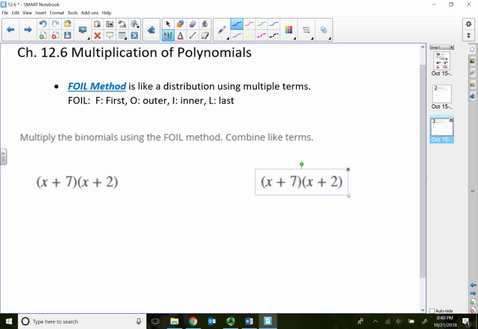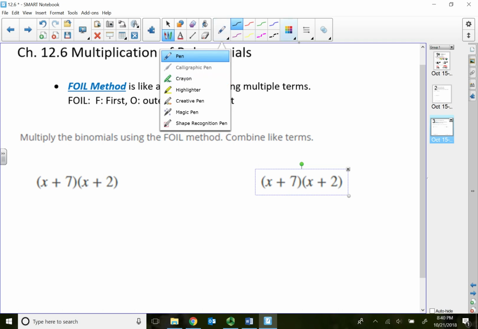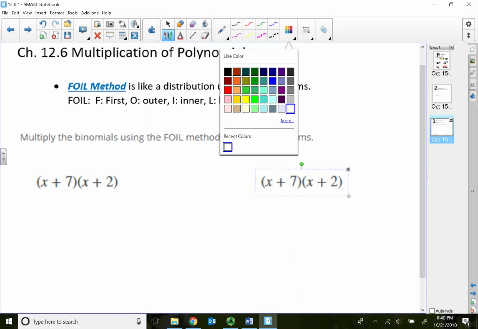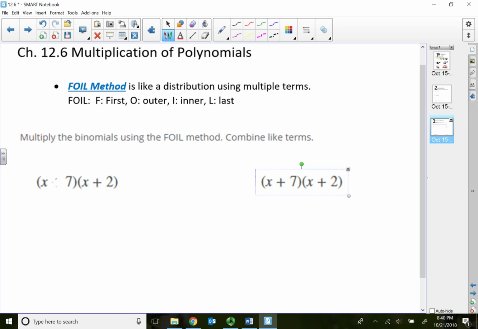Exactly what a FOIL method is, it's basically like a distribution. Imagine from the previous video that the plus 7 is not there. I did mention that if there's only one term, I don't really need a parenthesis. So if you see x times (x plus 2), based on the previous lecture video where we take one term times multiple terms, you take the x and begin to do a distribution. So let me write it down. Basically this is x times (x plus 2).